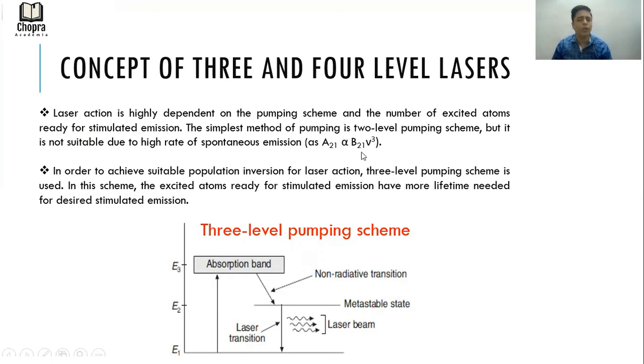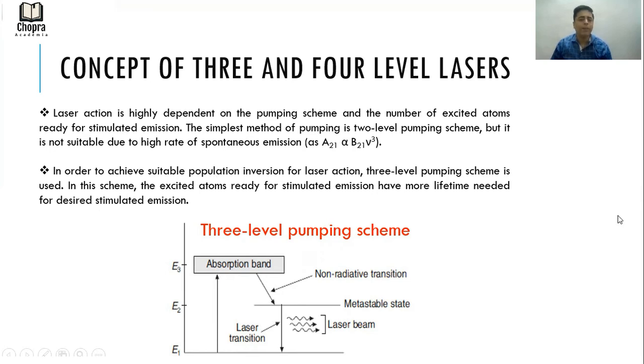So as we see, we keep increasing the energy level spacing, then the spontaneous emission probability increases drastically. So that is why the two-level pumping scheme is a very lossy phenomenon. It is not possible to achieve good stimulated emission in that case. So that is why we induce a metastable state. Now, in order to achieve suitable population inversion for laser action, the three-level pumping scheme is used. In this scheme, excited atoms ready for stimulated emission have more lifetime needed for desired stimulated emission.